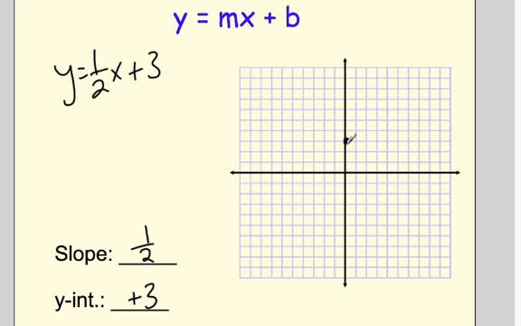And then the slope is 1/2, so it's going to be a nice shallow line that is not very steep. As you can see here, this line is not very steep. And then I can draw a line from that. Get my little line tool out here. Draw myself a line through these points. And we have our graph.